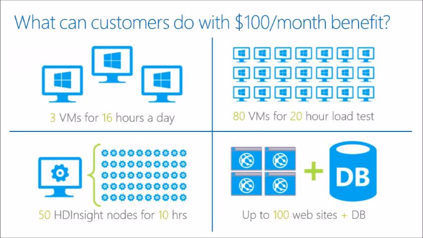Here are just a few examples of what the $100 per month credit could enable your customers to do. They could run 3 virtual machines for 16 hours each day, or use 80 virtual machines for a 20-hour load test. Obviously, your customers can do whatever they like with the credits.